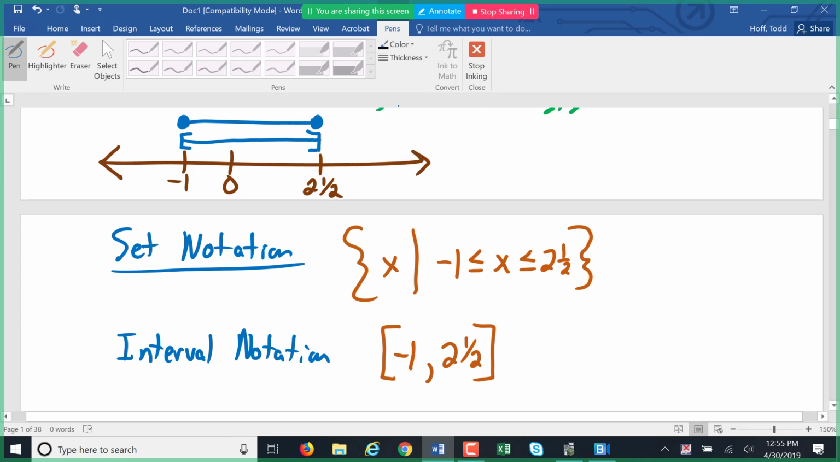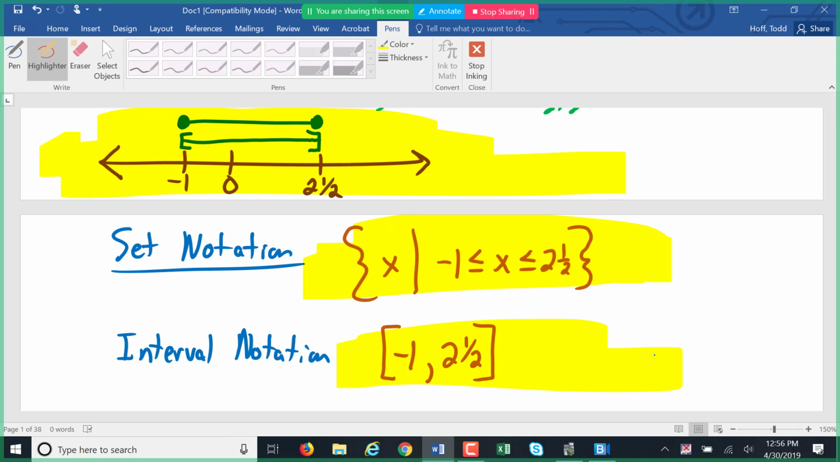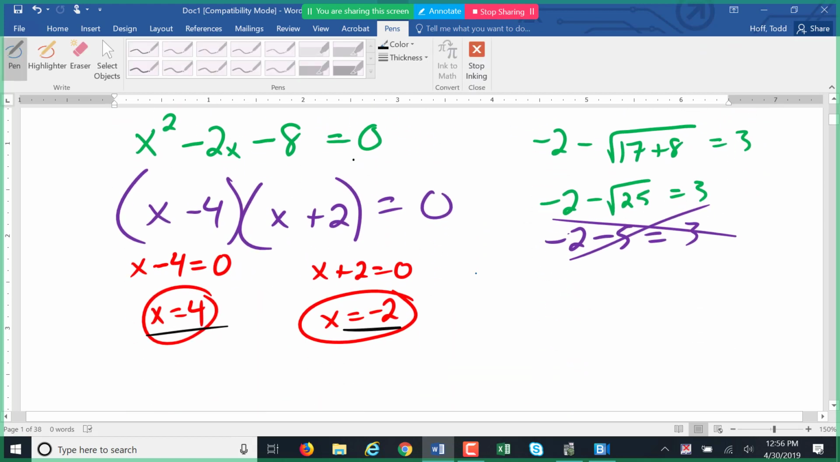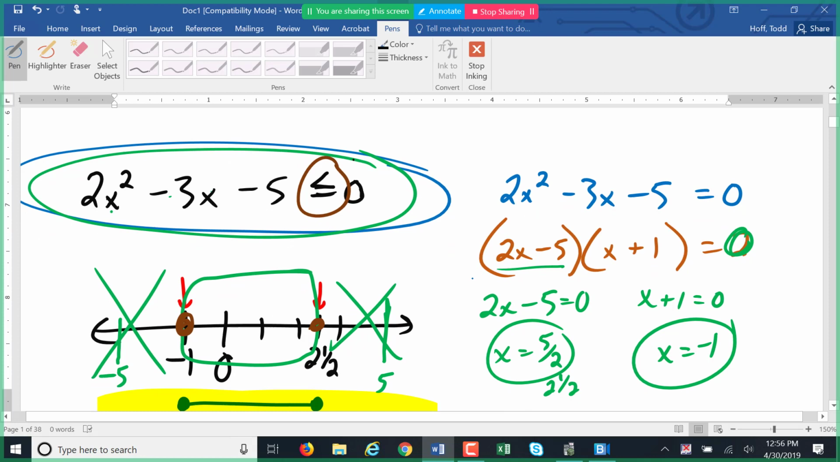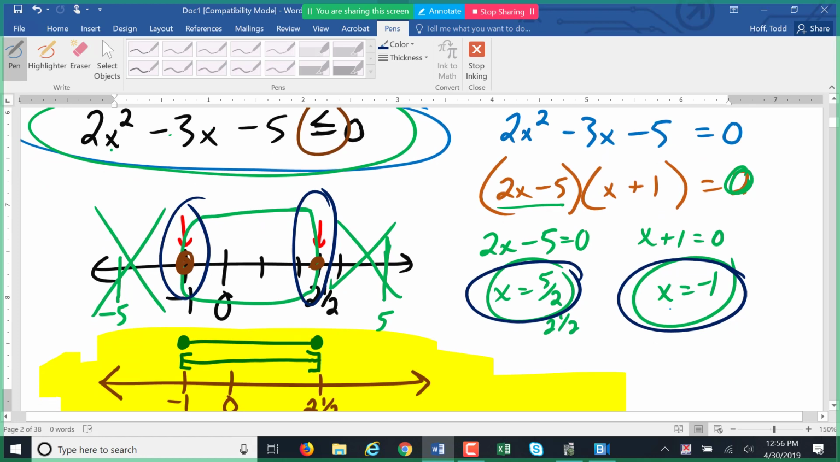So first question, does anybody have any questions on how to switch between notations from the number line to set notation to interval notation? Any questions on translating between them? We're good there? The next question is, are there any questions on how we came up with these boundary values, the -1 and the 5 halves? Next, are there any questions on how we determined which regions were true and which ones were false?